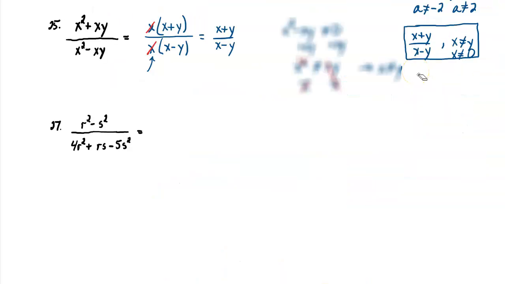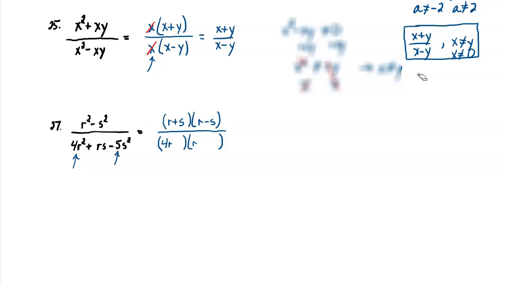All right, and finally, number 27. The top is a difference of squares. It's going to factor as r plus s and r minus s. The bottom is a trinomial. Now, to make 4r squared, it could be 2r and 2r, but if it turned out to be that, there wouldn't be any canceling. So it's more likely that it's 4r and 1r.